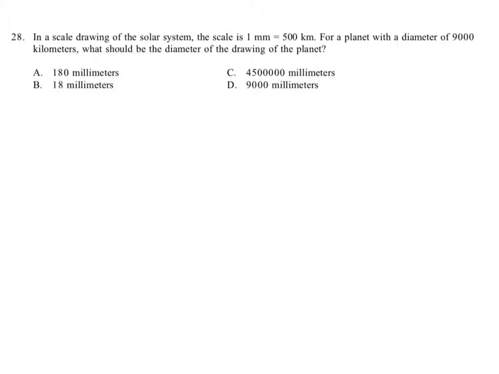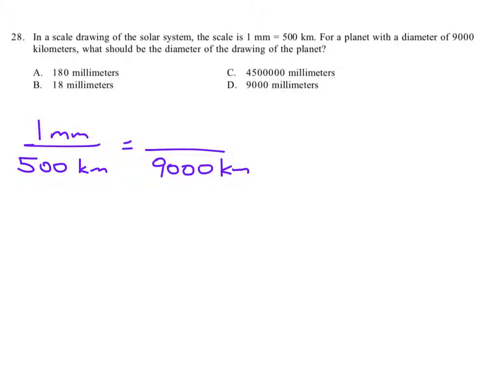Okay, this is super straightforward. In a scale drawing of the solar system, it is 1 millimeter for every 500 kilometers. For a planet with a diameter of 9,000 kilometers, we're going to put 9,000 in the same position, bottom, as it is on the left-hand side. Kilometers and kilometers, right? And what do we put on the top?